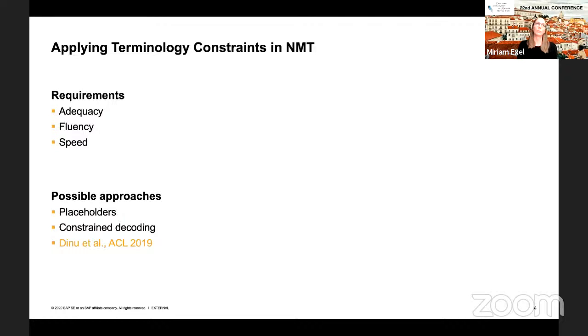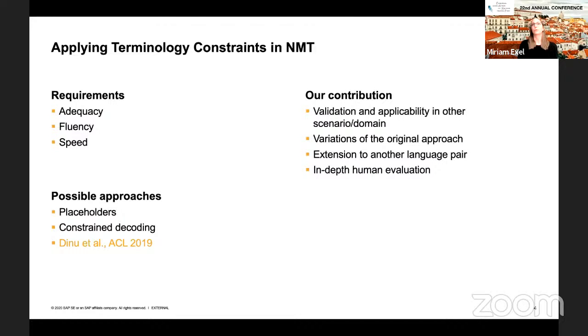Then last year, an approach presented by Dinu et al. at ACL sort of came to the rescue. It should be capable of handling unseen terminology while retaining the ability to produce fluent output that we like neural machine translation for. It should not need morphological generators, and it should come without drastically reducing decoding speed. So we validated this approach for our scenario: the translation of business and IT content from SAP with terminology constraints that come from the SAP terminology database. We will present some variations of the original approach and also provide an in-depth human evaluation.